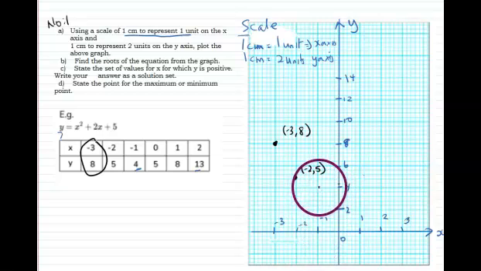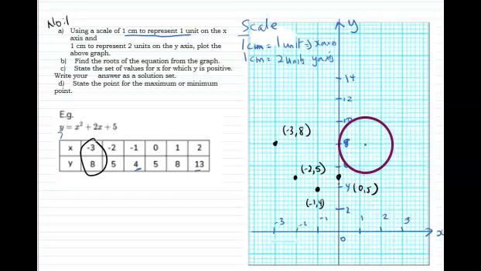Continuing onwards now, I'll go minus 1, 4 will be here, 0, 5. So you just continue plotting, 1, 8. To me, this is pretty easy, especially when your scale is nice and spaced out like this. 2, 13. So I have my points. Now I need to connect.